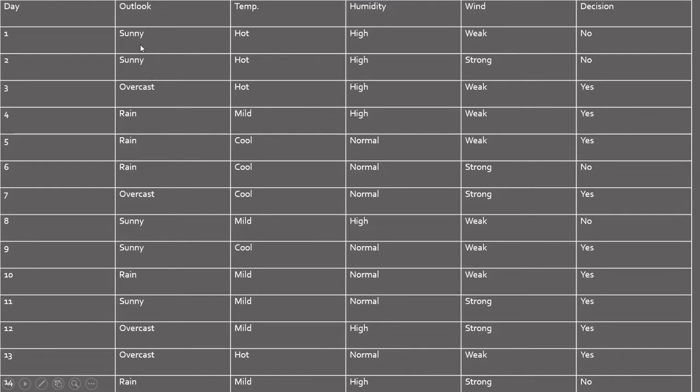Now in the case where outlook is sunny, temperature is hot, humidity is high, and wind is weak, the decision is no. So we are not supposed to go out when all these 4 values fall this way. When it's overcast, hot, high, and weak, the decision is yes, you can go outside. Like that, this data set consists of 14 rows and different values. Now in the preparation of the decision tree, one of the features, outlook, temperature, humidity, or wind, should become the root node.